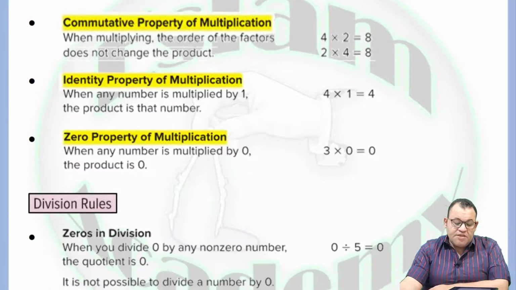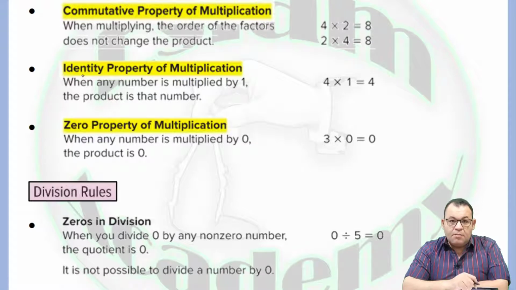Now the second property that we have is called the identity property. In the identity property, if you multiply any number by 1, the result, or the product, will be the same. There is no change to the product. Once you multiply by 1, the answer will be the same. 4 times 1 equals 4, and also 1 multiplied by 4 still equals 4.